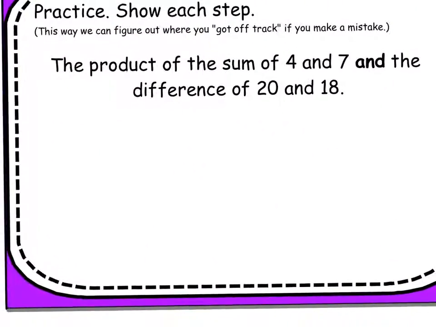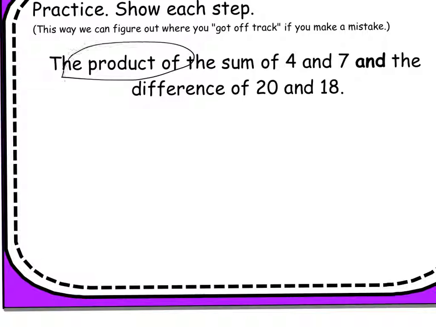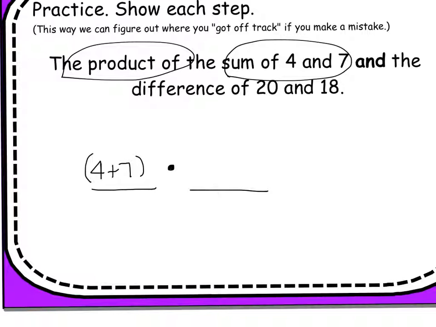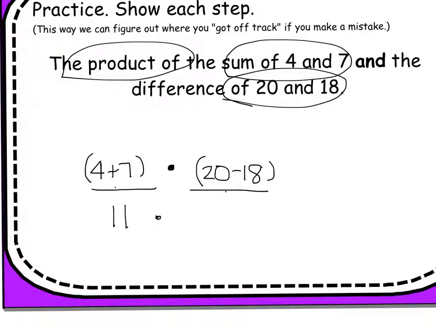The next one says the product of, so I'm going to multiply two things together. It says the first thing that we're going to have is the sum of 4 and 7, so I'm going to put that over here. And then the second thing we're going to have is the difference of 20 and 18, which is with subtraction. And once we get those two answers, we're going to multiply them together. So 4 plus 7 gives us 11, and 20 minus 18 gives us 2. We multiply those two answers together, and we get 22.